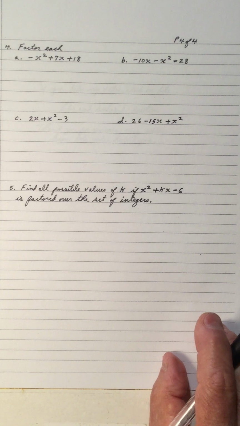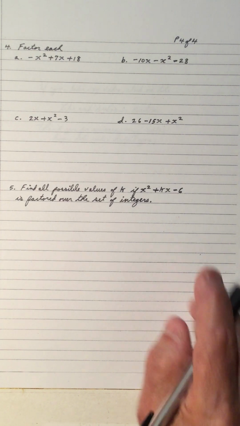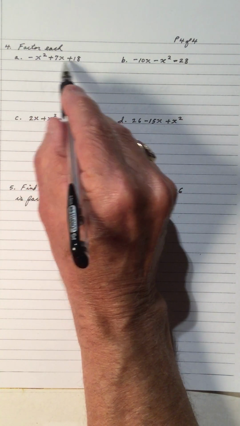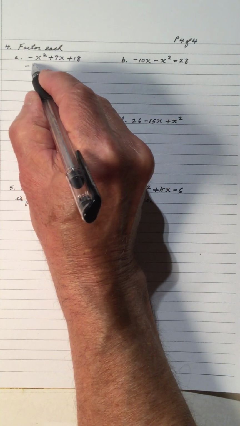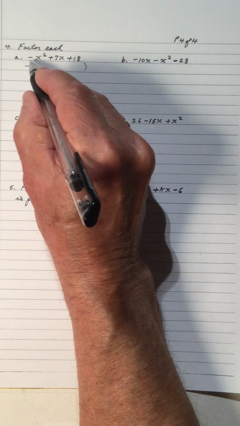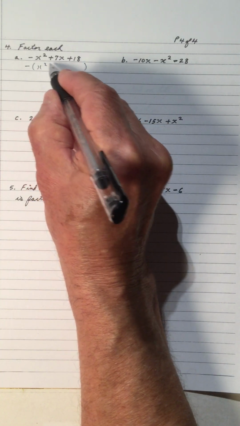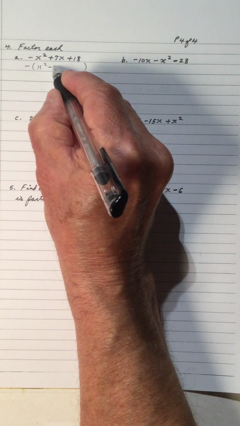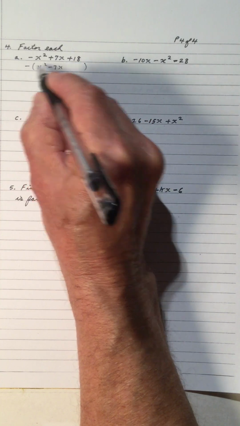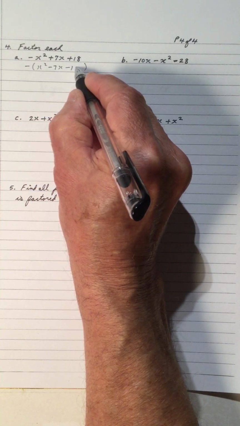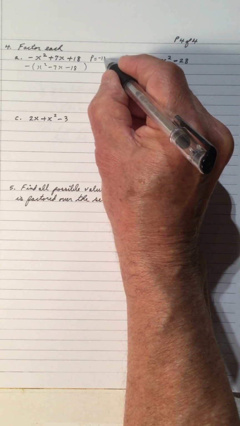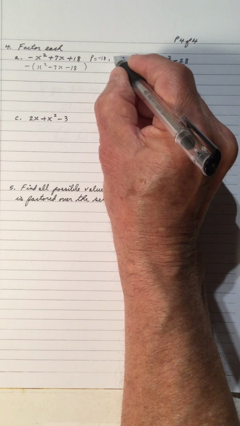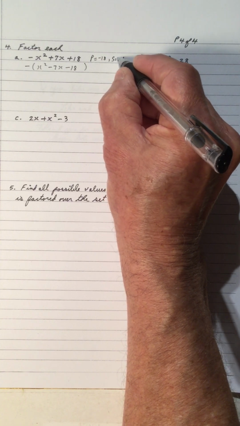And let's do some more. Factor each. Now we have a trinomial, but notice the leading term is negative. So we should remove that negative. So negative divided by negative is positive. Positive divided by negative is a negative. Positive divided by negative is a negative. So we have a product of negative 18, and we have a sum of negative 7.